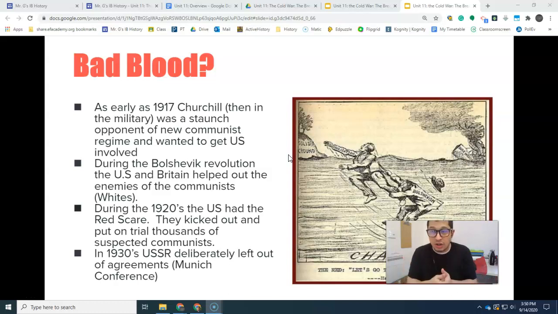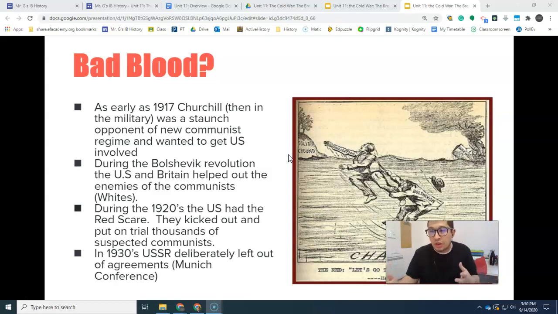In the 1930s, this is another big one, right? The road to World War II. The Russians were left out of the Munich Agreement. And again, this is like a slap in the face. It proves to the East that the West doesn't see them as valuable. They don't care if they're at the negotiation tables. They don't care about their opinion. They don't care about dabbling in their sphere of influence.